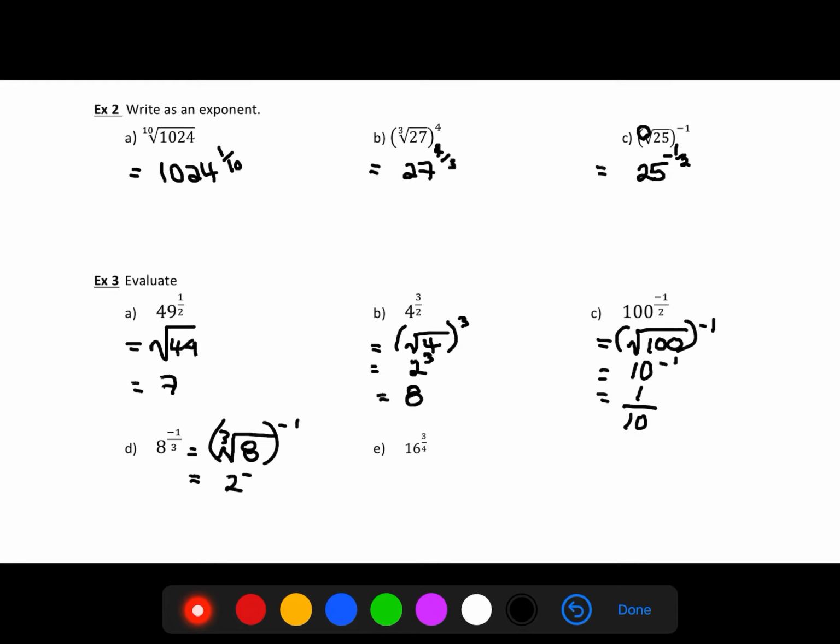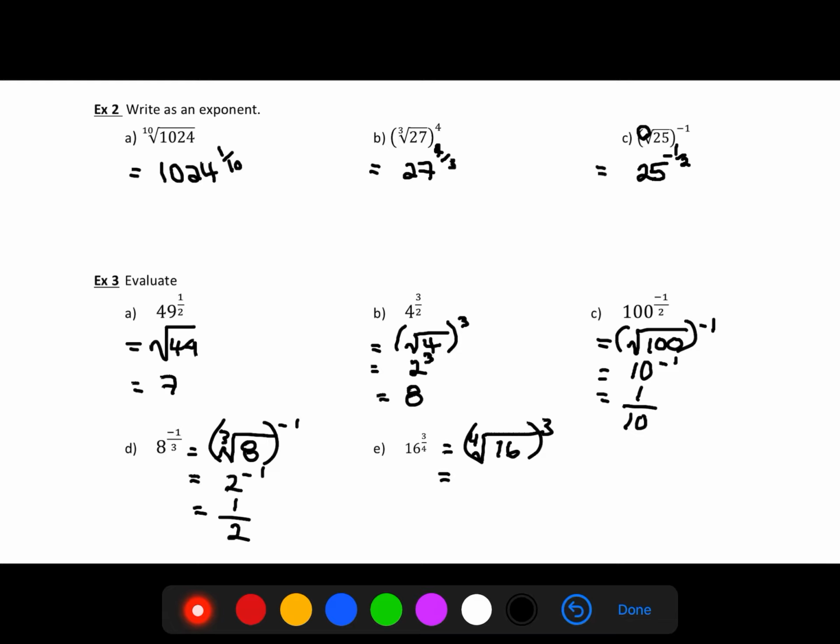Next one, we're going to have our cubed root of 8, and we have our negative 1 outside the brackets. Cubed root of 8 is 2, and now we want to take that 2 to the negative 1, flip it to the bottom, where it becomes 2 to the positive 1, and we don't have to write that exponent on there.